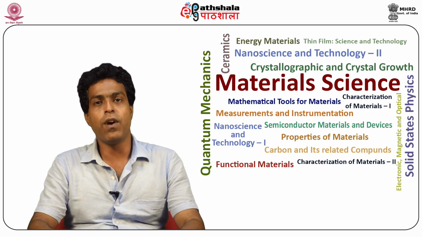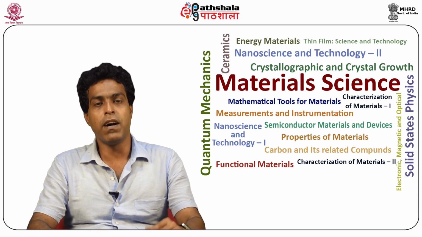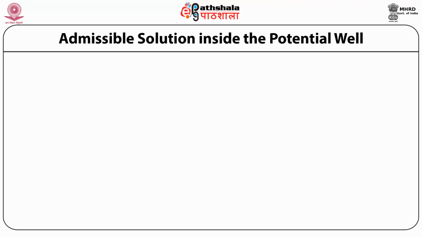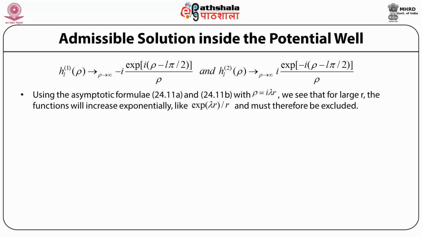Using the asymptotic behavior of j_l(rho) and n_l(rho), we can also write the asymptotic behavior of the spherical Hankel functions. h_l^(1)(rho), when rho tends to infinity, equals minus i exponential i(rho minus l pi by 2) by rho. And h_l^(2)(rho), when rho tends to infinity, equals i exponential minus i(rho minus l pi by 2) by rho. Using the asymptotic formulas 24.11a and 24.11b with rho equals i lambda r, we see that for large r, the functions will increase exponentially, like exponential lambda r by r, and must therefore be excluded.